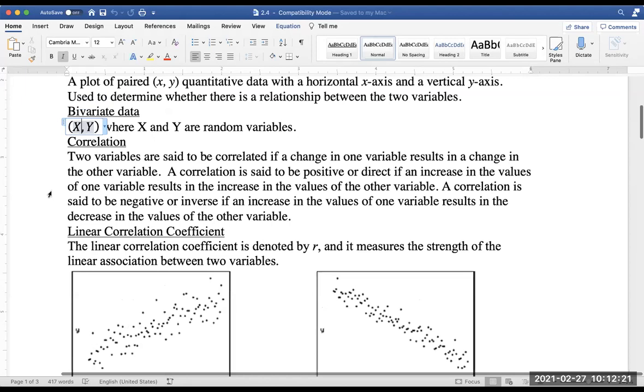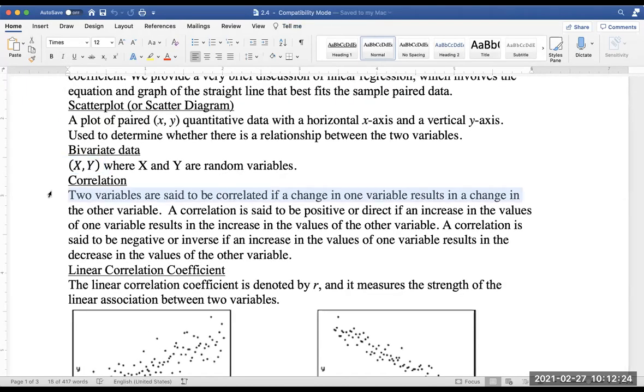So a correlation. A correlation is some relationship between the variables. So when one variable changes, the other variable also changes, then we say that there is a correlation. We'll say that the correlation is positive or a direct correlation if an increase in one variable causes an increase in the other variable, or a decrease in one variable causes a decrease in the other variable.